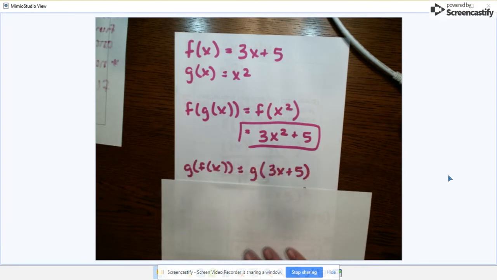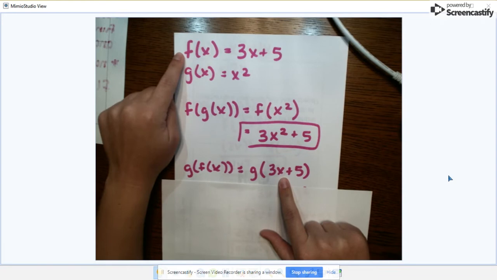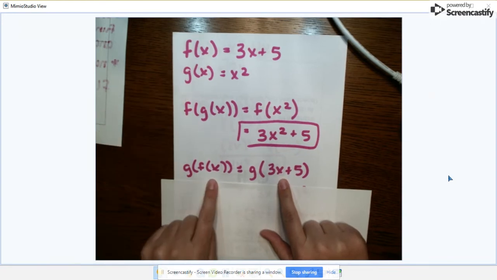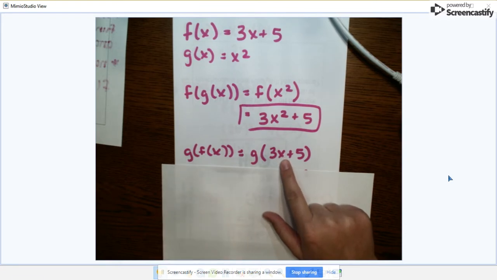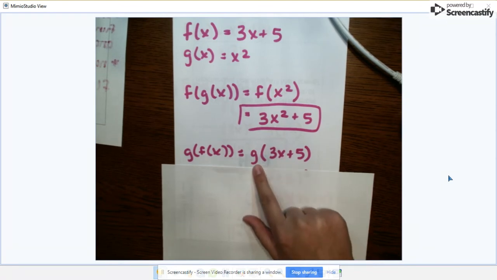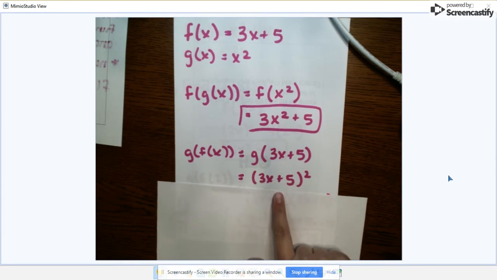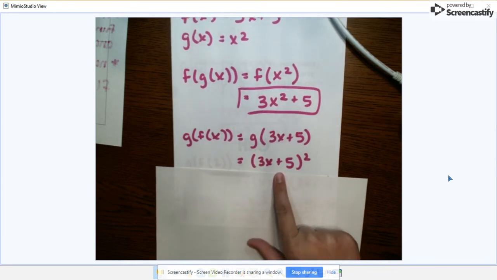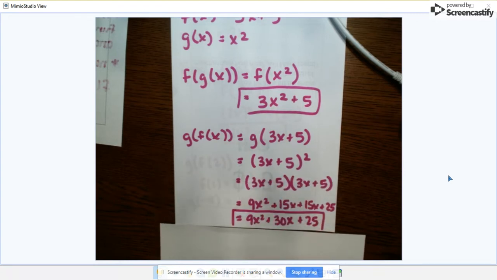We can try g of f of x. So here I'm going to do a substitution. Instead of f of x, I know that it's equivalent to 3x plus 5 from this statement right here. So g of f of x is the same as g of 3x plus 5. And now I'm going to use this 3x plus 5 and plug it into x in my g function. So my g function is x squared, so this becomes 3x plus 5 squared. Now squared means FOIL, so I'm going to FOIL 3x plus 5. And that simplifies to 9x squared plus 30x plus 25.